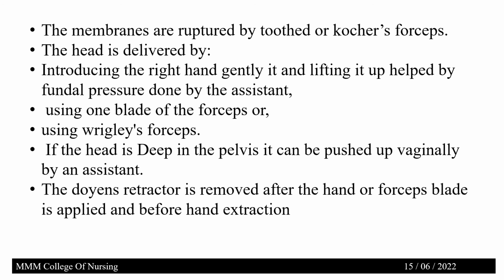The head is delivered by introducing the right hand gently in and lifting it up, helped by fundal pressure done by the assistant, using one blade of the forceps or using Wrigley's forceps. If the head is deep in the pelvis, it can be pushed up vaginally by the assistant. The Doyne's retractor is removed after the head or the forceps blade is applied and before the hand extraction. So before delivering the head, the Doyne's retractor, which is retracting the bladder, should be removed. Only then should the head be pulled out from the uterus.